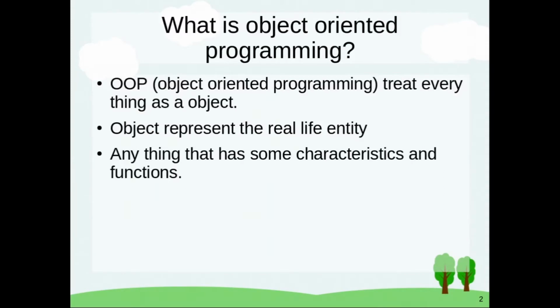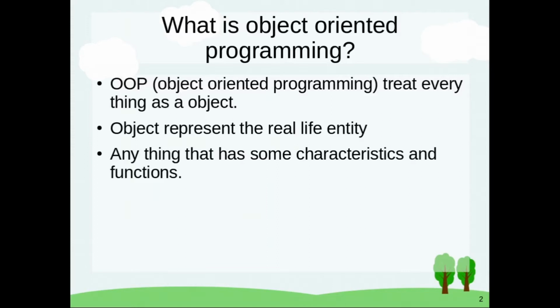In short, it is called OOP. Object-oriented programming treats everything as an object. What is an object? An object is something that represents a real-life entity. A real-life entity is anything that has some characteristics and functions.